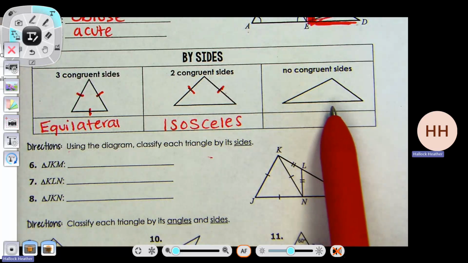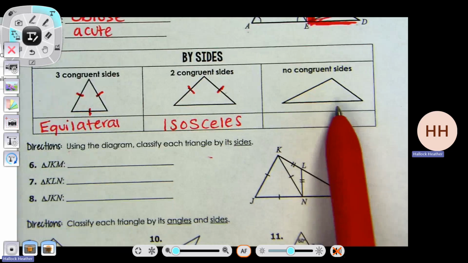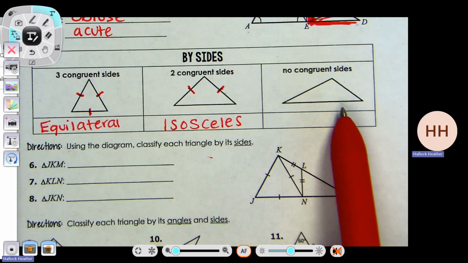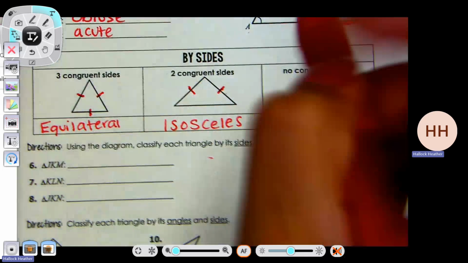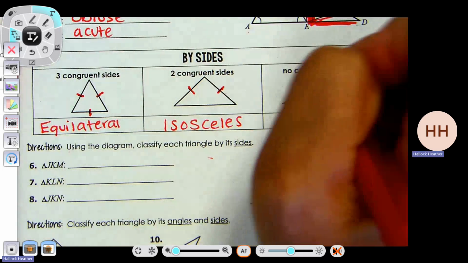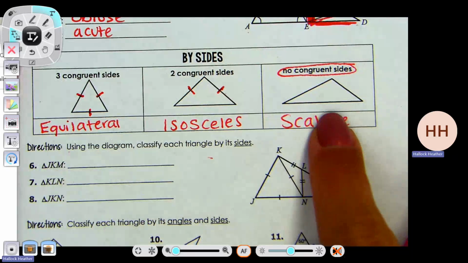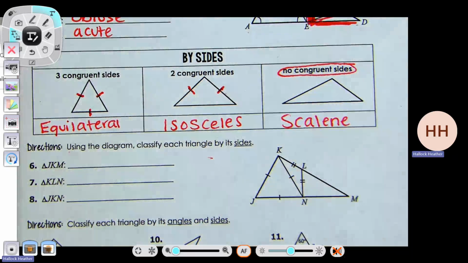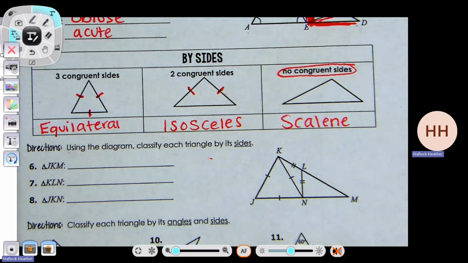No congruent sides. I specifically remember when I was a kid, I could never remember this one. Does anybody remember this one? I remember Scalene. Yes. Scalene. Yes, so this one has no tick marks. None of the sides are the same length. So this would be like 5, 7, and 10 as your side lengths. Okay.